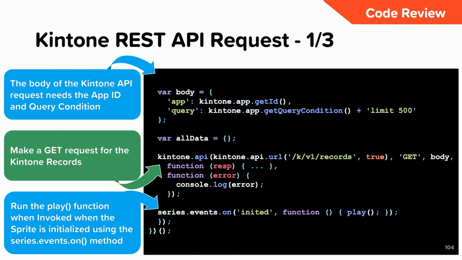All right, so we talked about the chart display. Now we want to talk about making a REST API call. What we want to do is get all of the data and then do something with it. So this API call is made to get all of our records, and then we're going to do something with it.